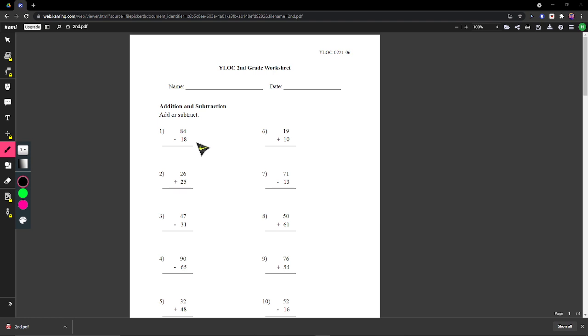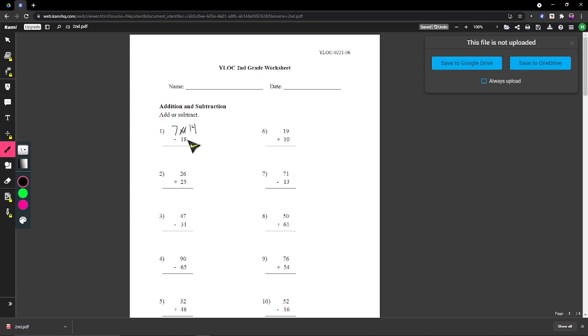So for number 1 we have 84 minus 18. To do this kind of problem, you're going to have to make this 4 into a 14 and this 8 into a 7, because you borrow 10 from here to make 14, so you can subtract this. So pretty much 14 minus 8 is 6, and 7 minus 1 is 6. So the answer is 66.